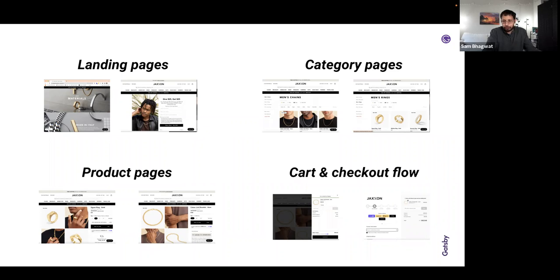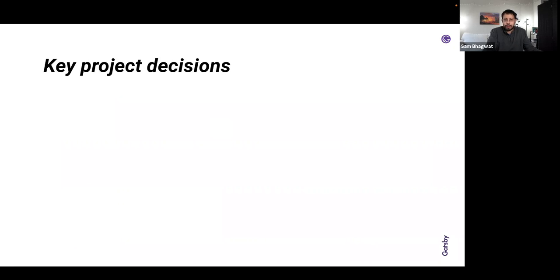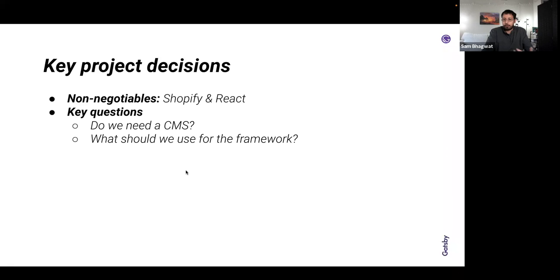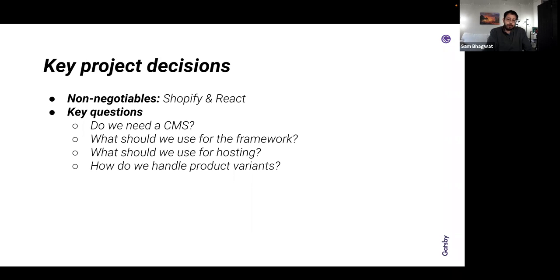So they're shifting from Shopify to what they want to do, a headless Shopify. And again, React is pretty non-negotiable for them. There's a few questions that came up over the course of the project, and I'll walk through what they were first, and then we're going to take them one at a time. As you're seeing these questions, think about what decision criteria you would use, based on your experience, for how you would make these different choices.